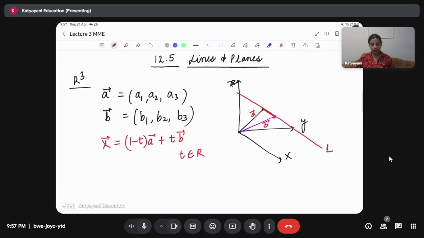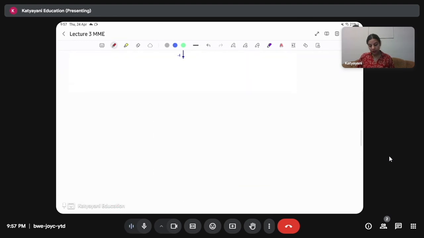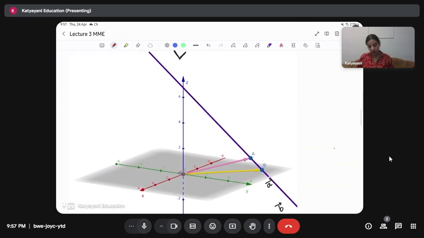So if you want to visualize in a 3D graph, you can look at it like this. Suppose this is your plane, where this is your x-axis in red, this is your y-axis in green, and this is your z-axis in blue, right? Suppose you have two vectors, vector A in pink here and vector B in yellow here, right? If I take any linear combination of these vectors A and B, I would get another vector x.